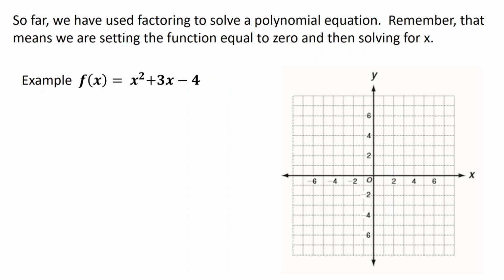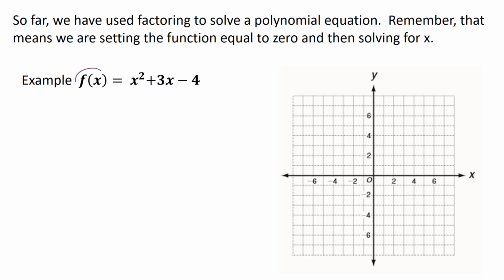So far we have used factoring to solve a polynomial equation. Remember, that means we are setting the function equal to 0 and then solving for x. For example, if we are asked to solve the polynomial equation f of x equals x squared plus 3x minus 4, we would first set the function equal to 0.